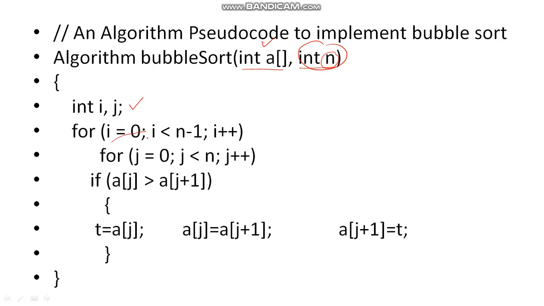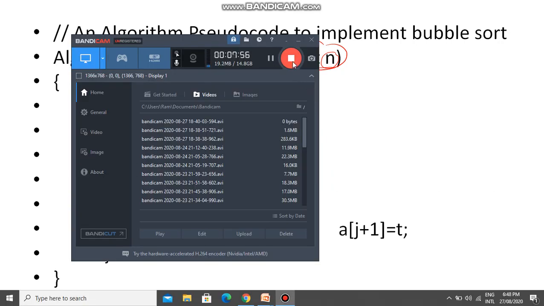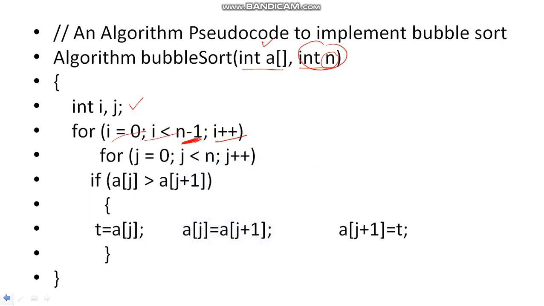Here, for i equal to 1, i less than n minus 1, so that we have n minus 1 passes, as I was talking about, and i plus plus. And there is another loop. In these n minus 1 passes, we have n steps, and that is the inner loop over here.